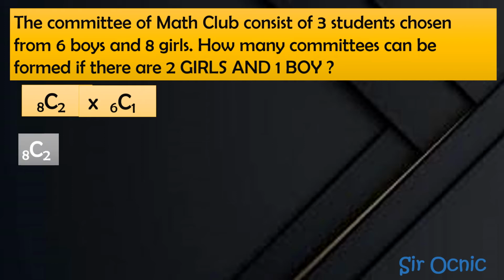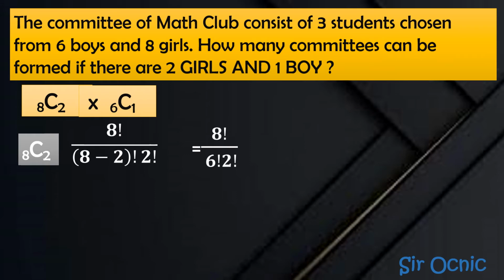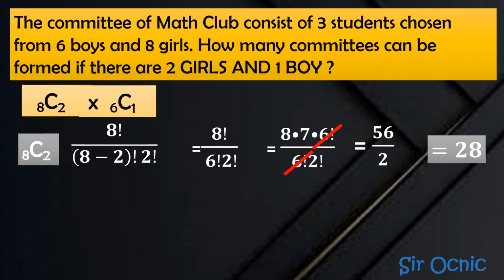Let us now simplify first 8C2. That is equal to 8 factorial over 8 minus 2 factorial times 2 factorial. 8 minus 2 is equal to 6 factorial. Expanding our numerator, we will have 8 times 7 times 6 factorial over 6 factorial times 2 factorial. Cancelling the common factor, which is 6 factorial, that is equivalent to 56 over 2, or simply 28.